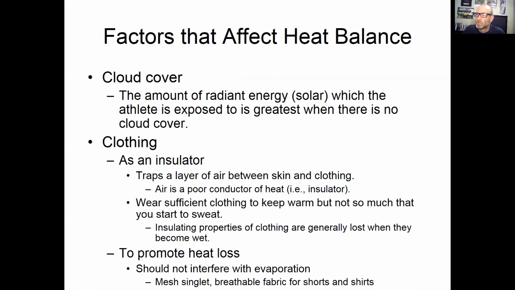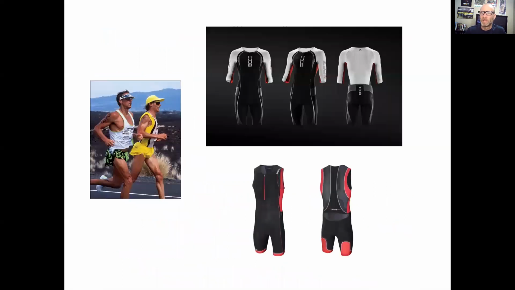The clothing properties will change. Now, clothing can also help promote heat loss, but it needs to do that in a way that does not interfere with the evaporative process of sweat. So wearing things like mesh singlets or breathable fabric for shorts and shirts is one way to do it. There's different companies that are trying different chemical polymers on fabric to try to promote that heat loss from the body. And that's still in an early stage.